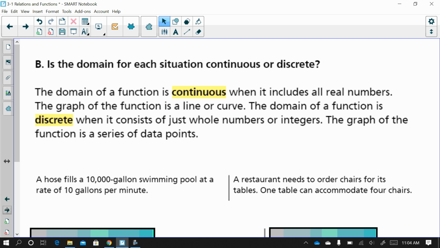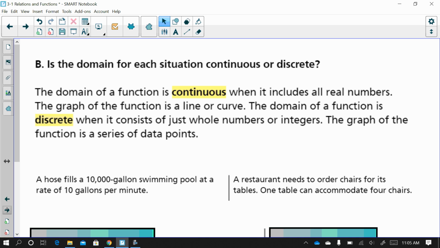Building off of this, we talk about continuous or discrete for the domain. The domain of a function is continuous when it includes all real numbers. So I can have decimals, I can have fractions, that kind of stuff makes sense here. Then when I plot this, it would be a line or a curve. Everything would be connected. The domain of a function is discrete when it consists of just whole numbers or integers. The graph of a function is a series of data points.